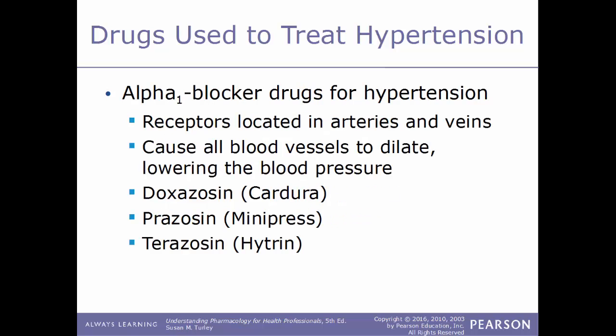Another type of drug that's used for hypertension are alpha-1 blocker drugs. These are receptors that are located within arteries and veins. And these cause the blood vessels to dilate, which will lower blood pressure. These are some examples of this type of drug: doxazosin, which is sold under the trade name Cardura; prazosin, sold under the name Minipress; terazosin, sold under the name Hytrin. And you can see the endings for all 3 of these are the same, the Z-O-S-I-N.